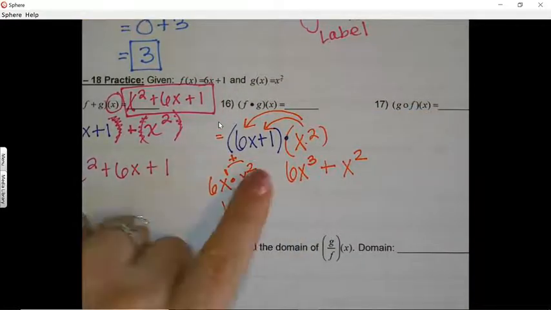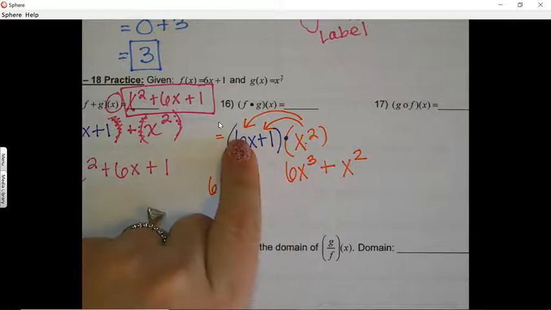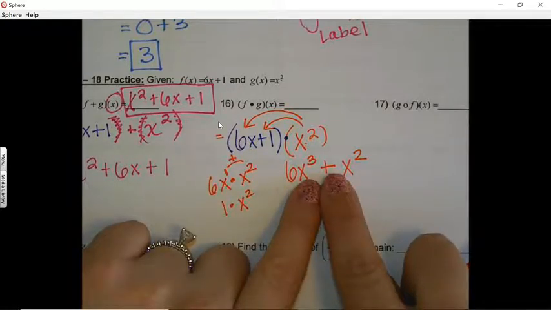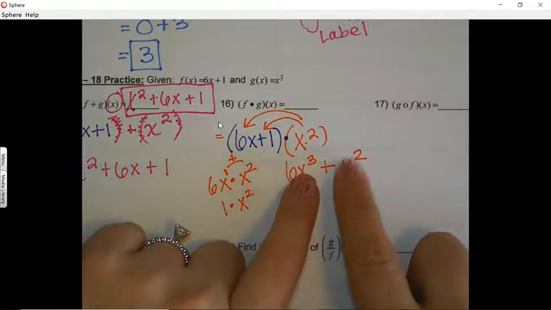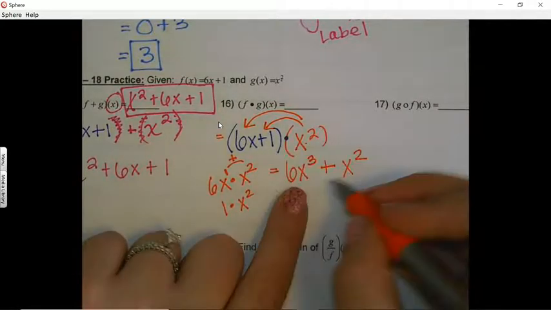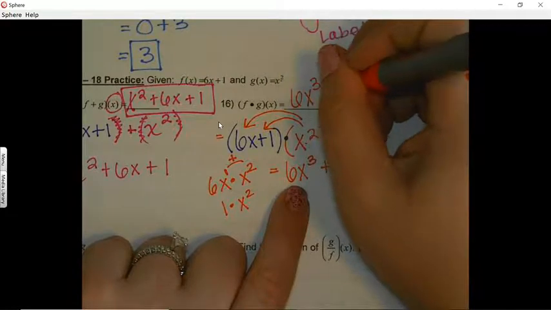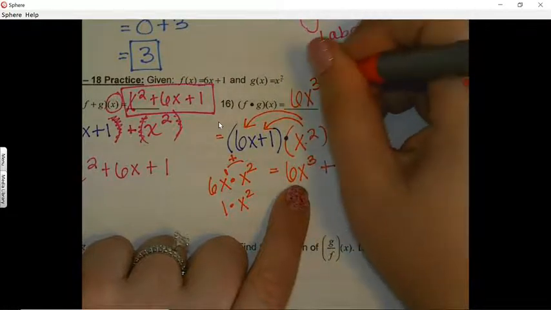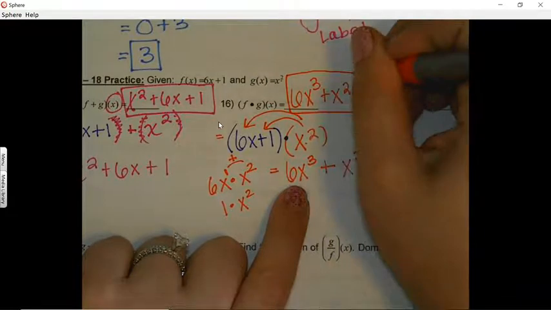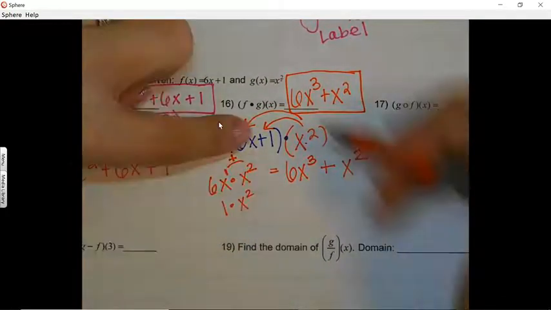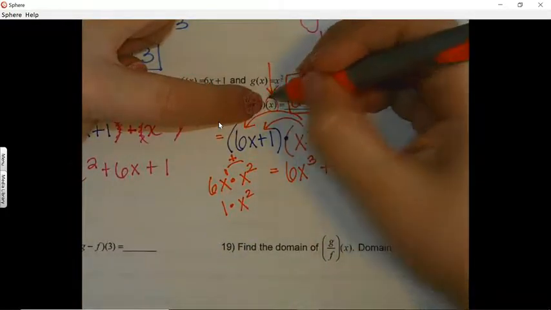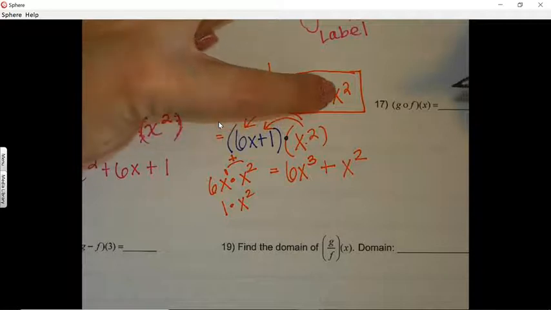So we've done the multiplication, we distributed, and now it's an addition problem. We can only add these if they are like terms. They are not like terms, so that would just be our answer, 6x cubed plus x squared. And in the parentheses right here, it's just an x. That's why we're not replacing the x with a number.